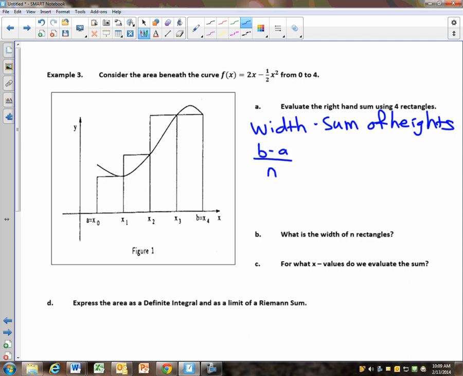So b minus a divided by n, that is, well, hold on. I know what you're saying. That is the same as these two things: dx and delta x.